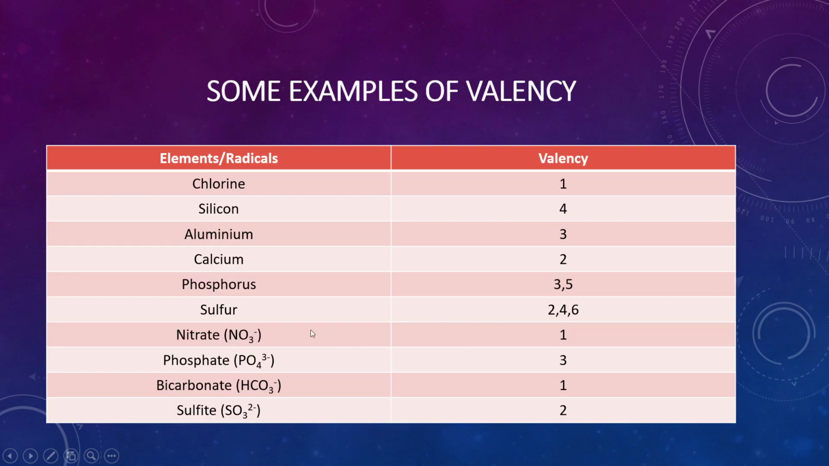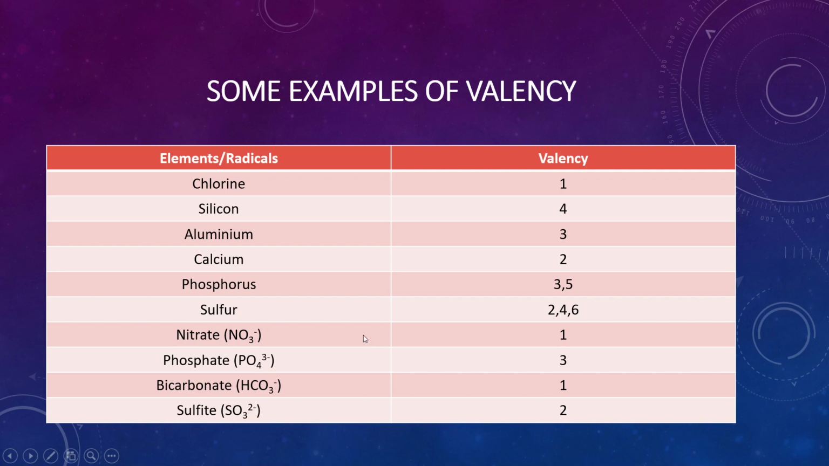So the nitrate has a valency of 1 because it has only a -1 charge. Its valency is 1. And let's come to phosphate. The charge number of phosphate is -3, so it has a valency of 3. Bicarbonate, HCO3 negative, its charge number is -1, so it has a valency of 1. Sulfite, SO3 2 minus, has a valency of 2.